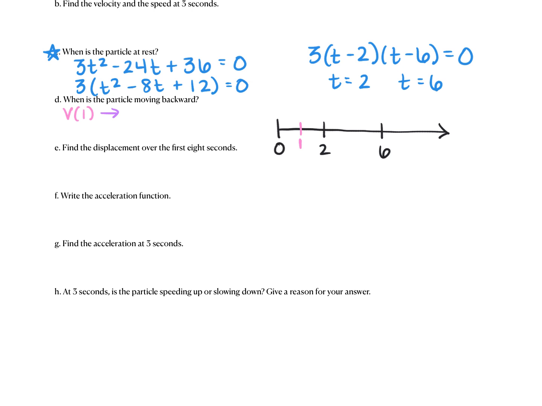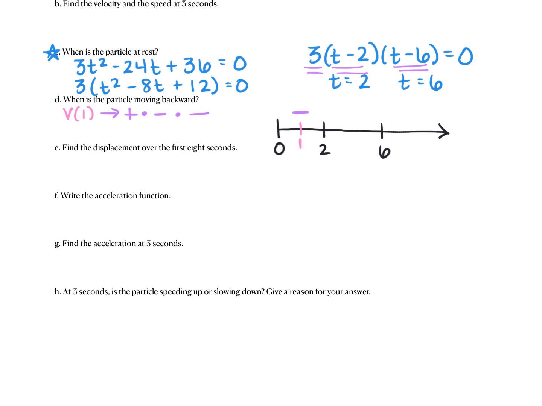So if I'm plugging in a 1, my 3 is going to be positive. My t minus 2, 1 minus 2, is something negative. And 1 minus 6 is also something negative. So a positive times a negative times a negative means that this region is going to have positive velocity. And so remember, that really means that everything between 0 and 2 has a positive velocity.